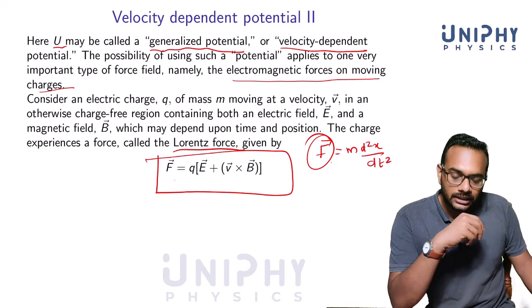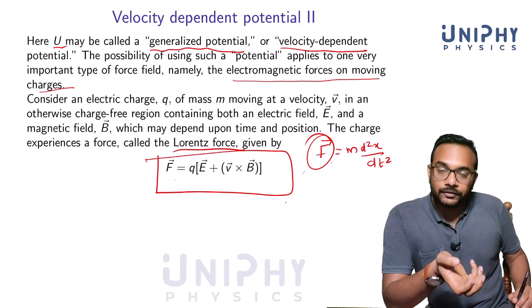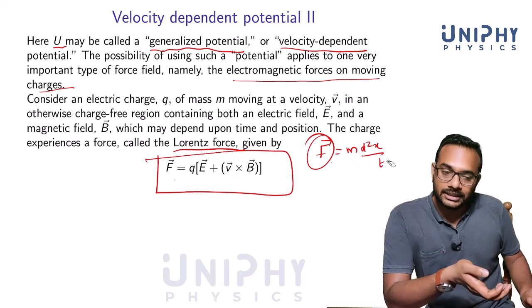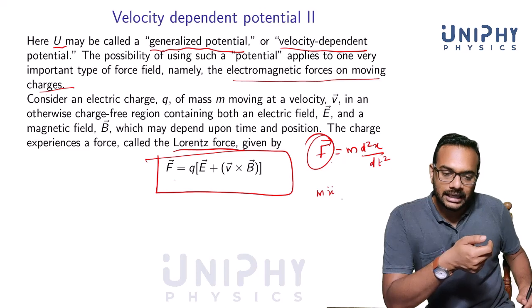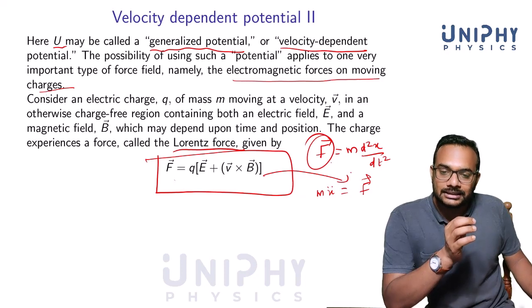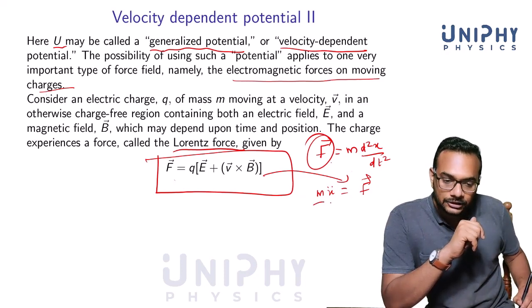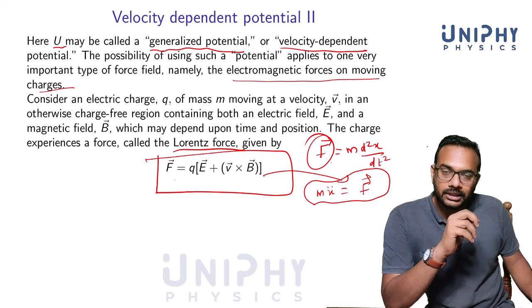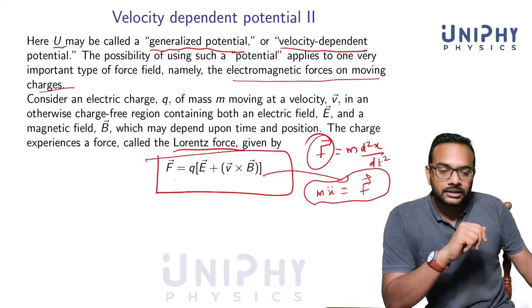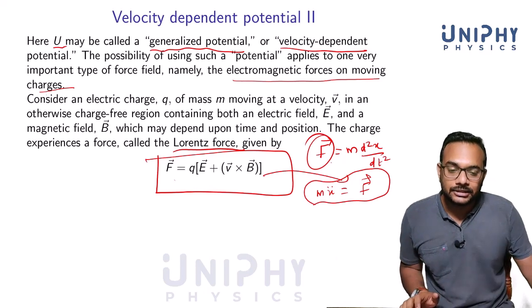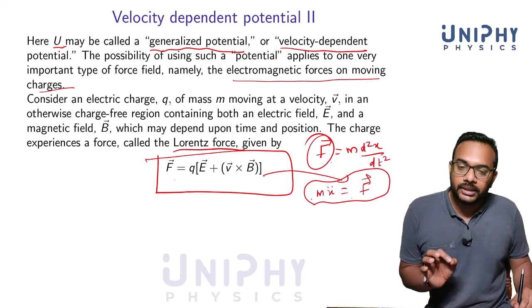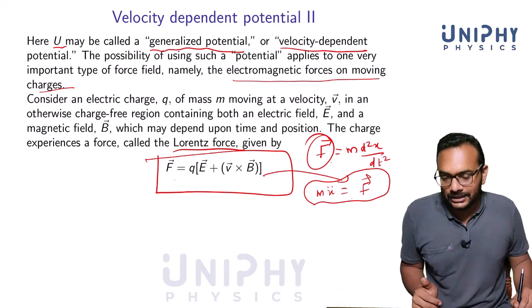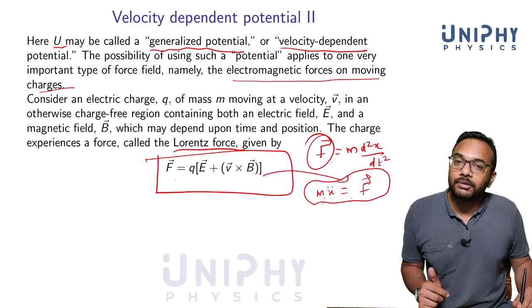Now the question that we have here is, can we get the force law? f vector is equal to m d square x by dt square, or we can write m x double dot equal to f vector, where f vector is this. Now the question is, is there a Lagrangian that leads to this equation for a charged particle in an electromagnetic field? Can we construct a Lagrangian that leads to this particular equation? That's the question. I hope that's clear. The question is, is there a Lagrangian that gives rise to this particular equation of motion?